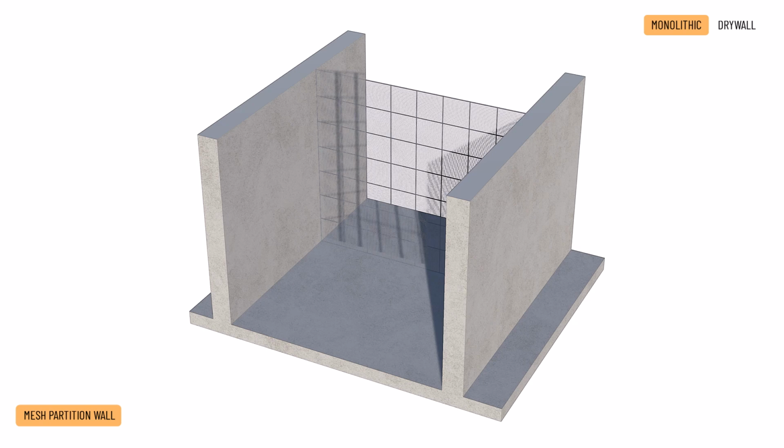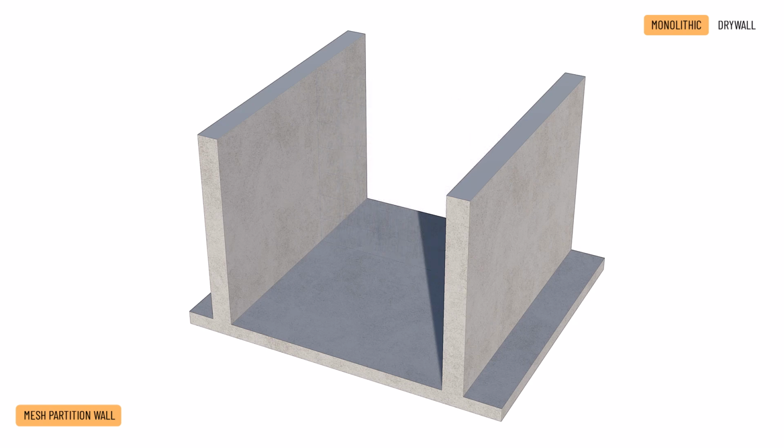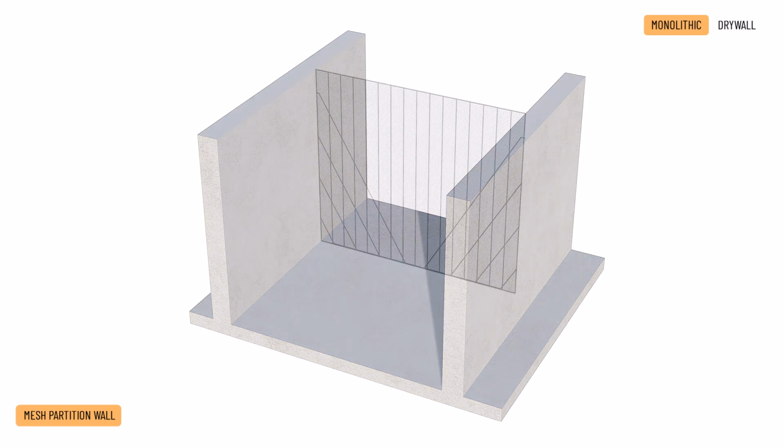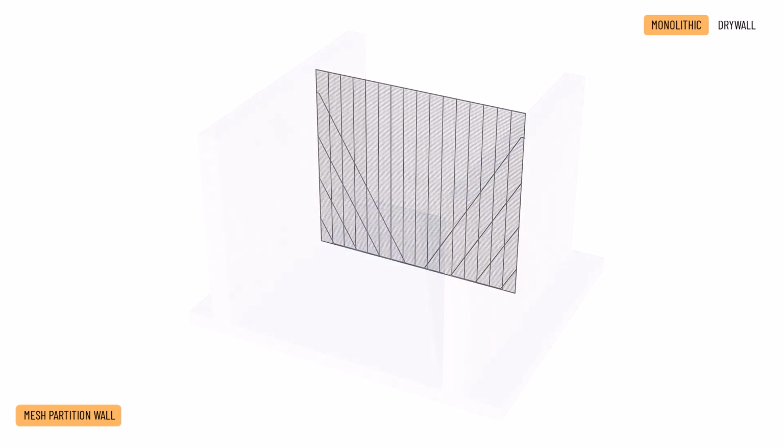If we want to create a self-supporting partition wall, that is one that does not load the slab, we would fix the steel mesh to the adjoining load-bearing walls or columns using inclined rebars.